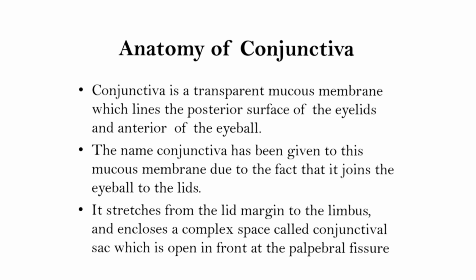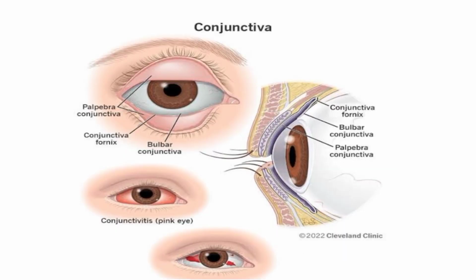It stretches from the lid margin to the limbus and encloses a space called the conjunctival sac, which is open in front at the palpebral fissure. Here, friends, you can see the conjunctiva. The conjunctiva below the eyelid is called the palpebral conjunctiva, and the conjunctiva you can see on the sclera is called the bulbar conjunctiva.